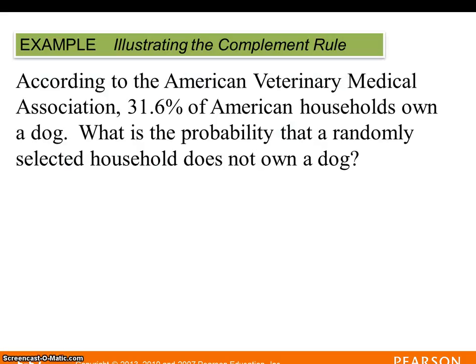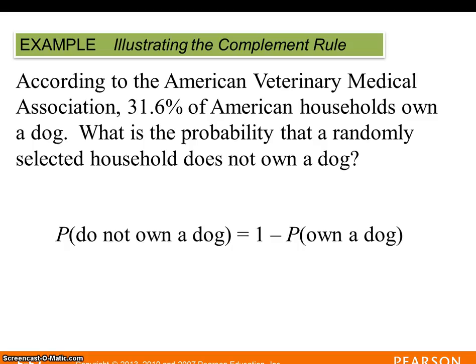So let's look at an example of this. According to the American Veterinary Medical Association, 31.6% of American households own a dog. What is the probability a randomly selected household does not own a dog? Well, pretty easy using the complement rule. Just take 1 minus 0.316, just convert that to a decimal, and that gives you 0.684, which would be about 68.4%.